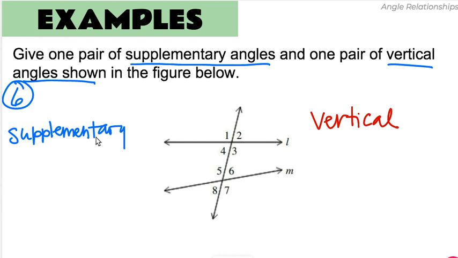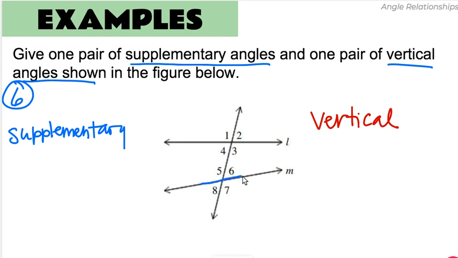Okay, remember, with supplementary, they add up to 180. So all I have to do is look at a straight line. Well, angle 1 and angle 2 make a 180 degree line. So you could have said angle 1 and 2. You could have also said angle 3 and 4. If we looked at this line, you could have said angle 1 and 4 or angle 2 and 3. You have tons of options.